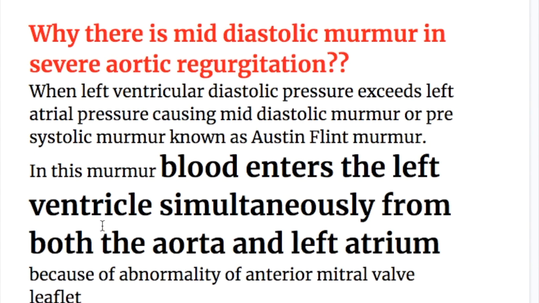Why is there a mid-diastolic murmur in severe aortic regurgitation? When left ventricular diastolic pressure exceeds left atrial pressure, it causes a mid-diastolic or pre-systolic murmur known as the Austin-Flint murmur. So when left ventricular pressure decreases, the blood flows back from the aorta into the ventricle when it's relaxed. But what happens in the Austin-Flint murmur is that blood enters the left ventricle simultaneously from both the aorta and the left atrium, because there is a small mitral regurgitation. So the blood is coming into the left ventricle from the aorta and from the left atrium because of the abnormality of the anterior mitral valve leaflet.